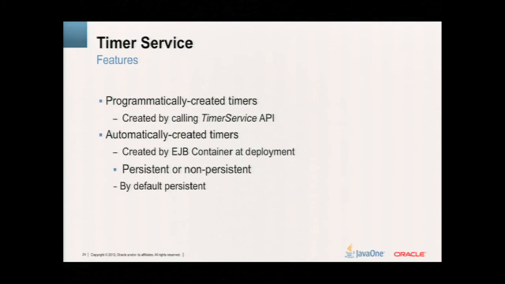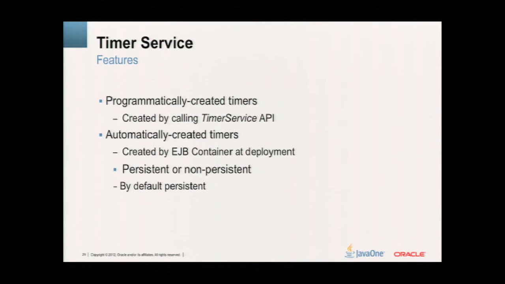So the timer service. I can't see it here. The timer service divides into programmatic timers and automatic timers. Programmatic timers is when you create timers in your code using the timer service API, and automatic timers will be created for you by the EJB container at deployment. Both of them can be persistent and non-persistent. Obviously, persistent timers are timers that the container stores somewhere, so that if the server crashes and restarts and there was a missed timeout, the container will make sure it is executed. For the non-persistent timer, the container has no knowledge while it's down.